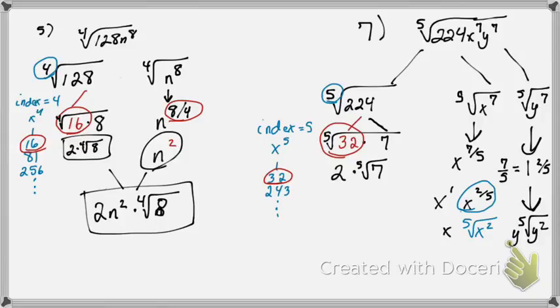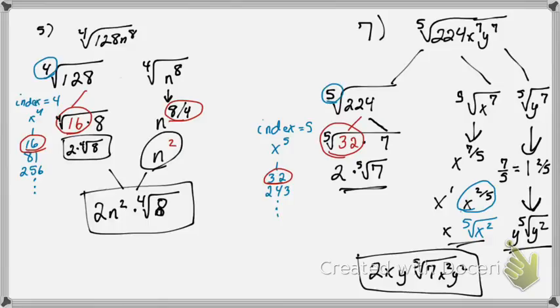When we take all 3 parts and put them together, we have 2x, y, and then we have the 5th root of 7x squared y squared. And that would be our answer.